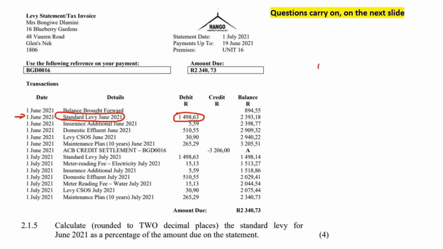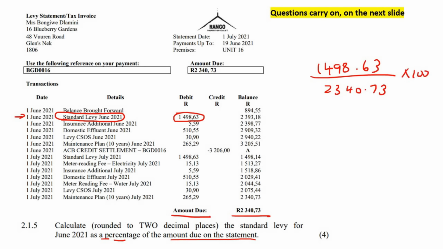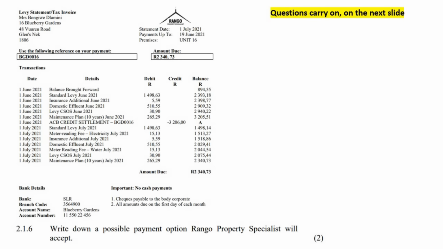So that's 1,498 Rand and 63 cents. Now they said round it to two decimal places, the standard levy for June as a percentage of the amount due on the statement. The amount due is this. So you're going to divide these two numbers. Then you're going to multiply by 100 because they asked us for a percentage. Okay, and that would be 64.02%.